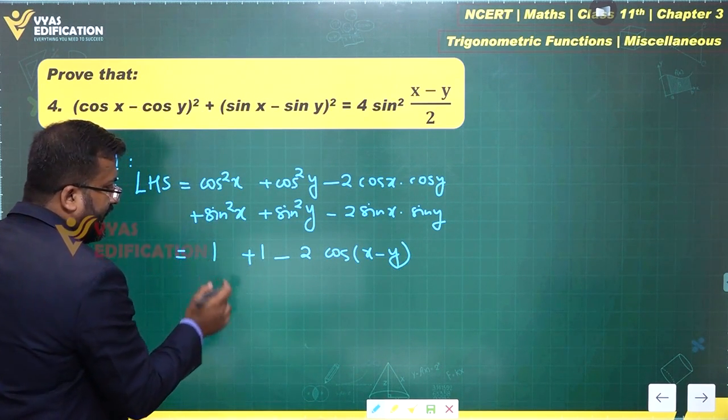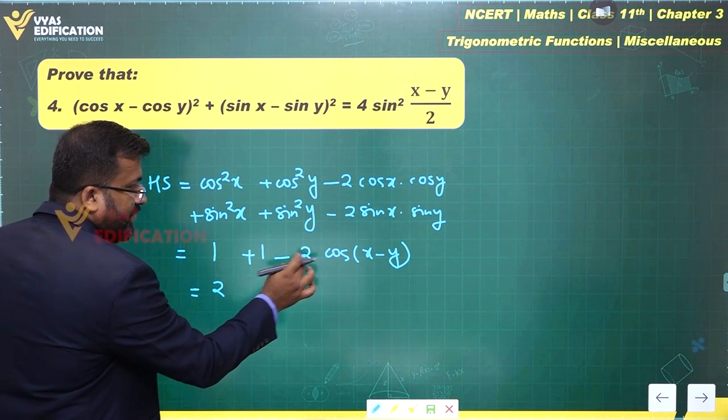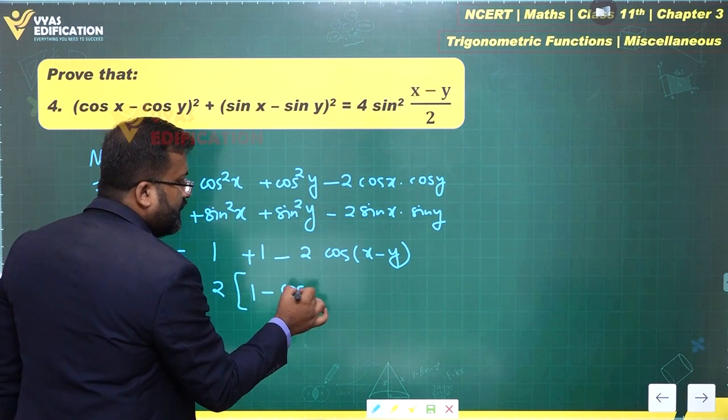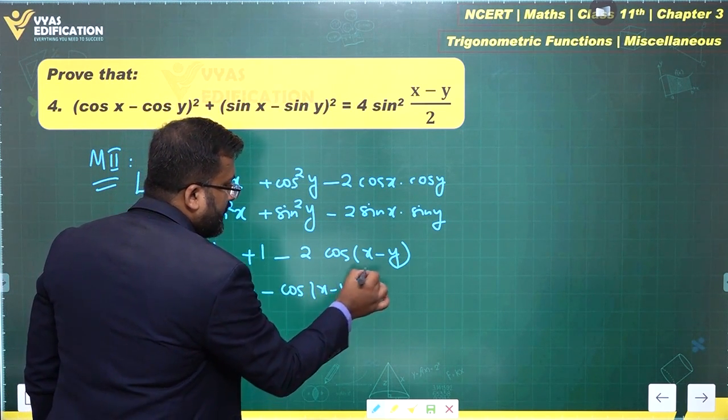You have a 2 over here. You have a 2 cos of x minus y over here. Let's take that 2 common. 1 minus cos of x minus y remains, okay.